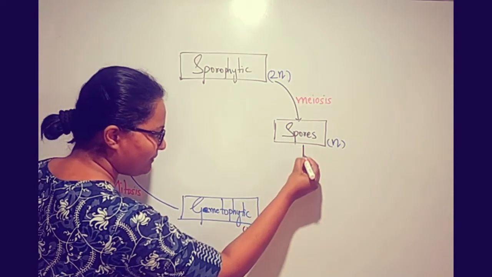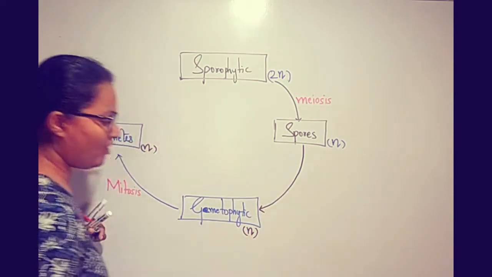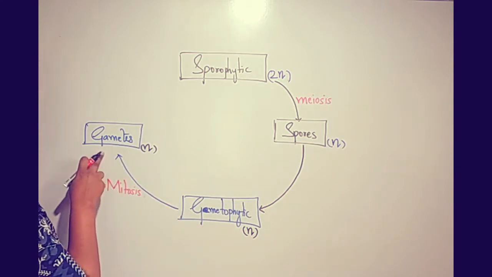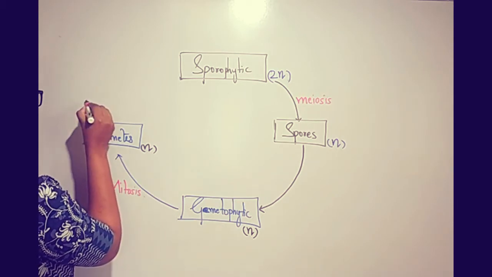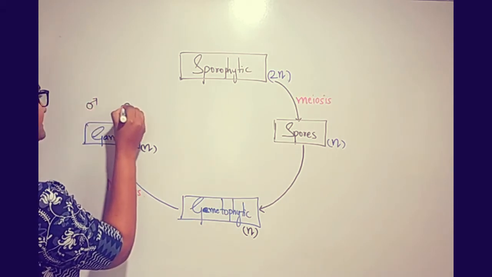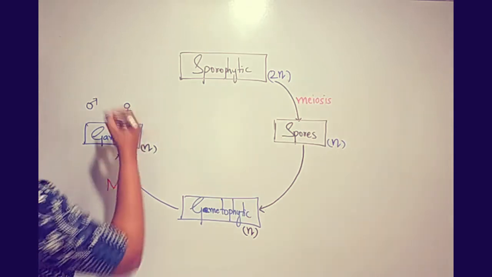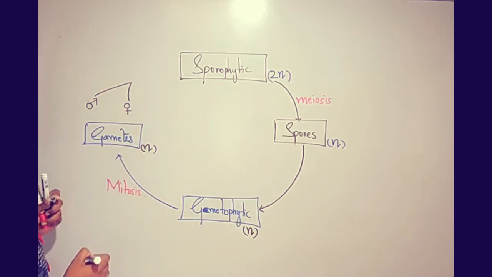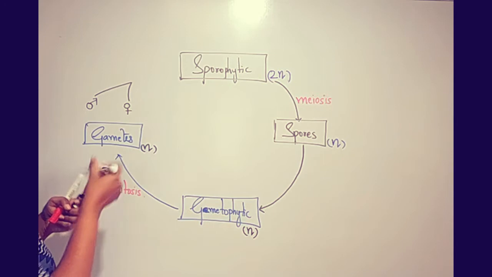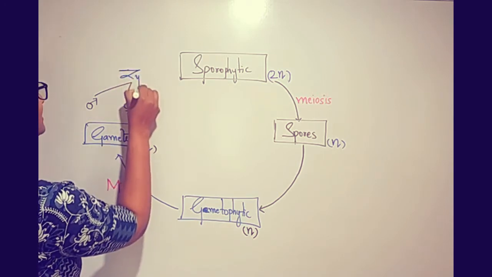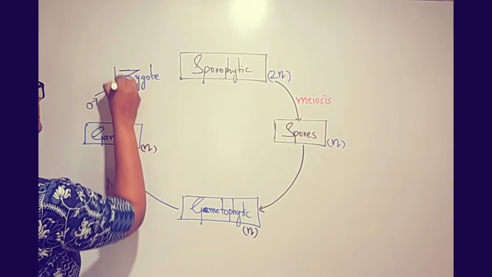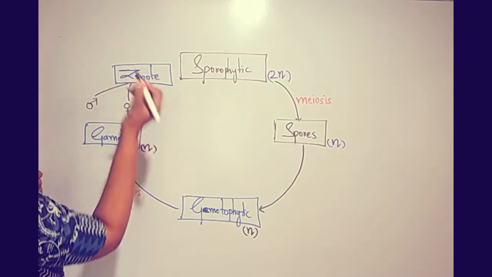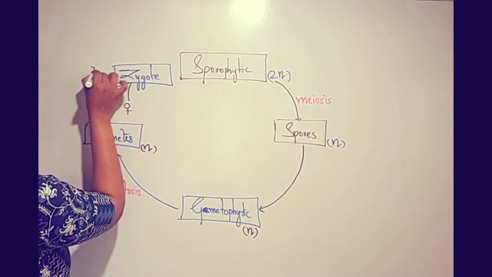These spores germinate and form our gametophyte, which may sometimes be a plant body. Gametes are of two types: one is a male gamete, another is a female gamete. There will be fusion of these two, and it forms a structure called the zygote. What is the ploidy of this zygote? Our zygote is always 2n.